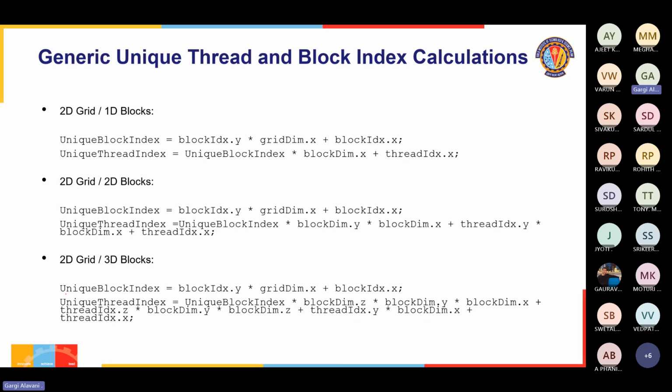For a 2D grid of 1D blocks, the unique block index will be calculated as blockIdx.y times gridDim.x plus blockIdx.x. The unique thread index will be calculated as the unique block index times blockDim.x plus threadIdx.x, and so on.